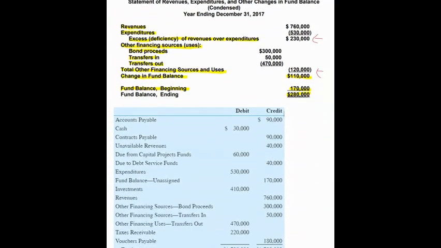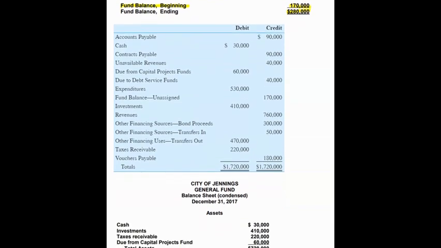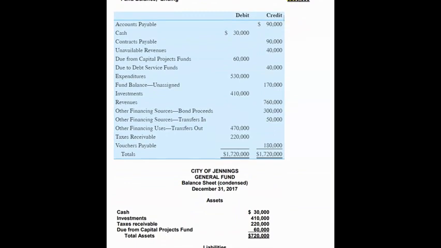Similar to what we did for the statement of revenues, expenditures, and other changes in fund balance, first, let's identify those accounts that belong to the balance sheet. This is similar to the balance sheet we learned in 2110. It's going to include the assets, liabilities. Okay, so first, accounts payable is a liability, cash is an asset, contracts payable is a liability, unavailable revenues. This is similar to a liability, but we put this into a different category. It belongs to the deferred inflow of resources, but it still belongs to the balance sheet.